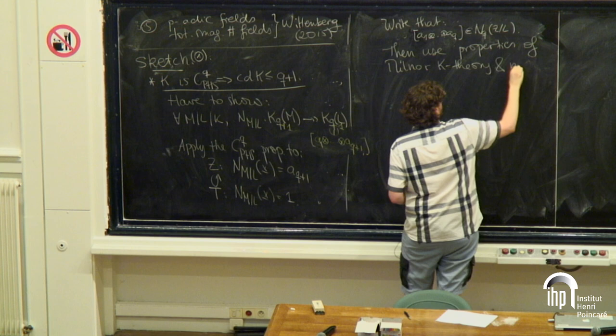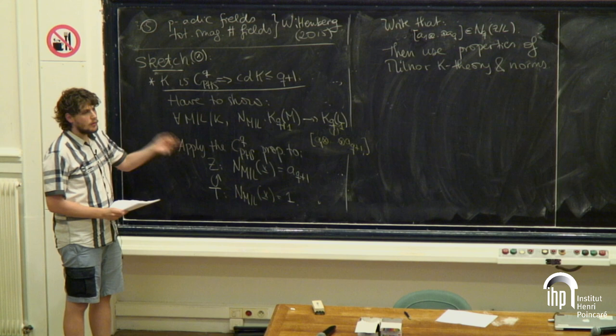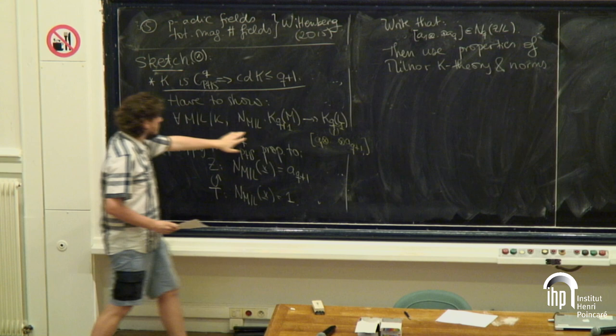OK, so now, yes? Again, why is it enough to show that norm map was projective? So that was the proposition of Kato and Kuzumaki stated before that followed from Bloch-Kato's conjecture. Okay. Yes.